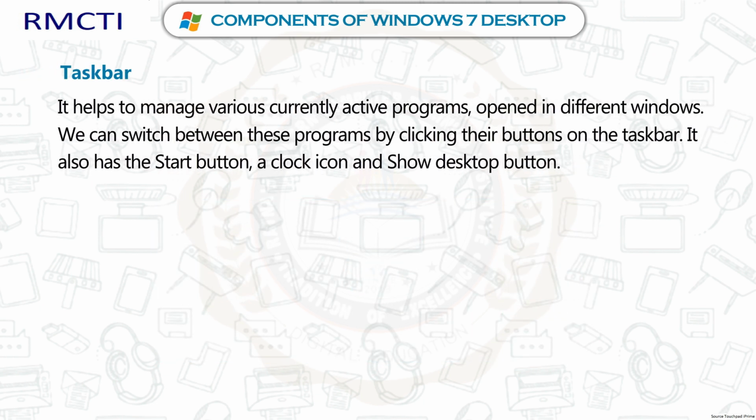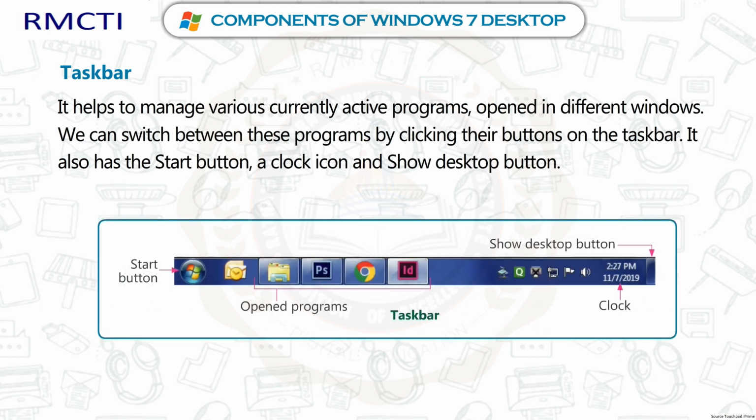Taskbar. It helps to manage various currently active programs opened in different windows. We can switch between these programs by clicking their buttons on the taskbar. It also has the Start button, a clock icon, and Show Desktop button.